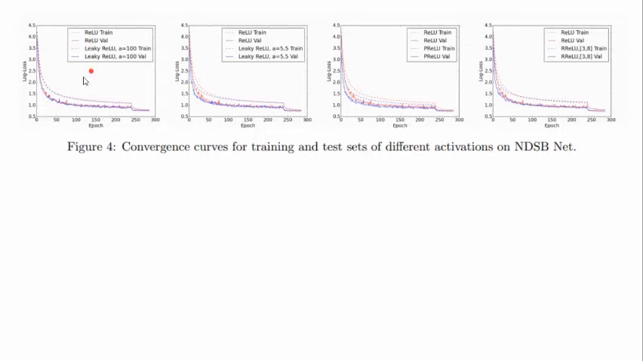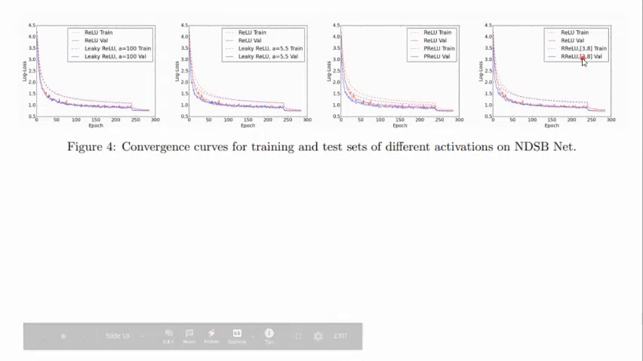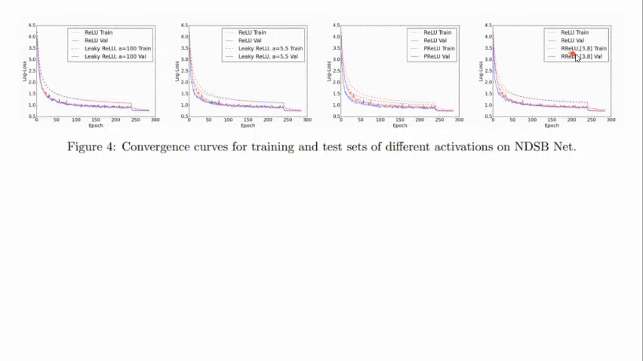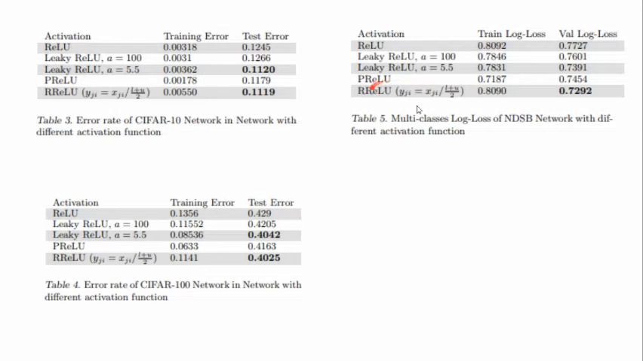As you can see, ReLU and Leaky-ReLU in this case perform similarly. Leaky-ReLU in this case performs slightly better, and parametric ReLU overfits the model. Randomized ReLU in this case is not very significantly seen in this graph, but it does perform better, as we can see in this case over here when we have the calculations given.